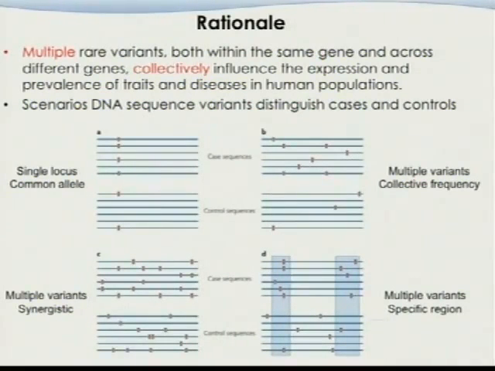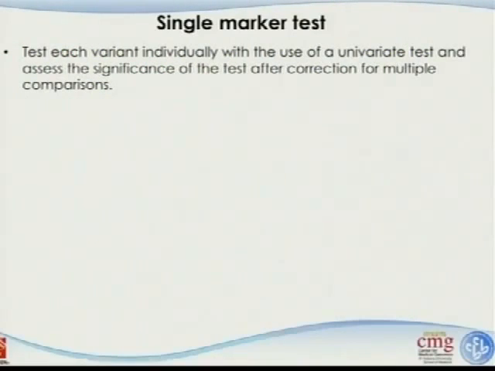And the fourth scenario here is multiple variants within specific regions. If you look at this entire region as a whole, you probably don't see too much difference between case and control. However, in the case, most of the variation occurred in these two regions, but in these two regions in the control, there's nothing there. So this is another scenario that may have an effect for rare variants.